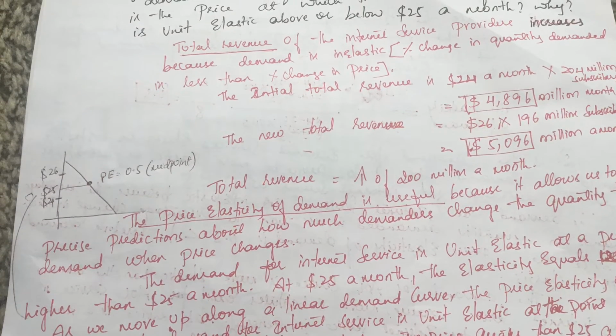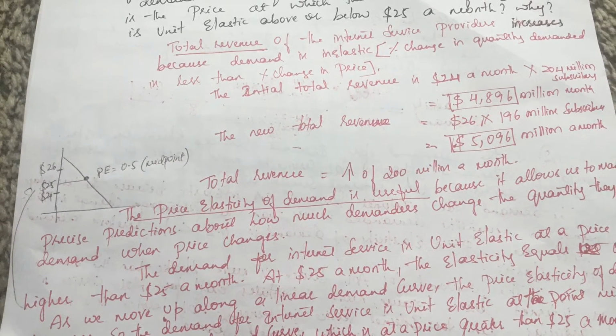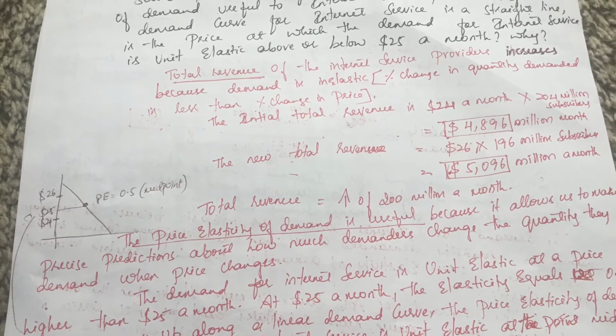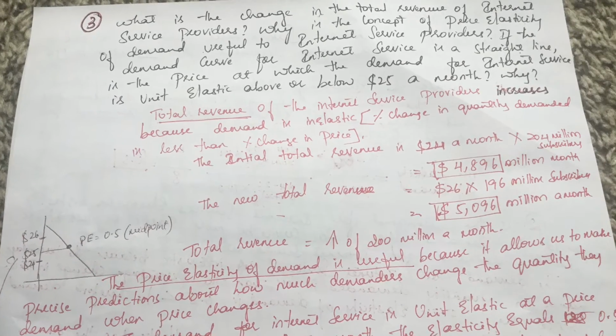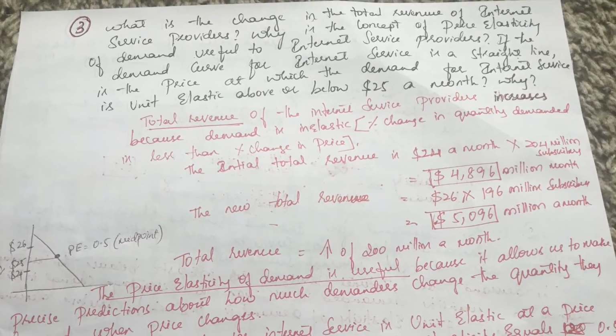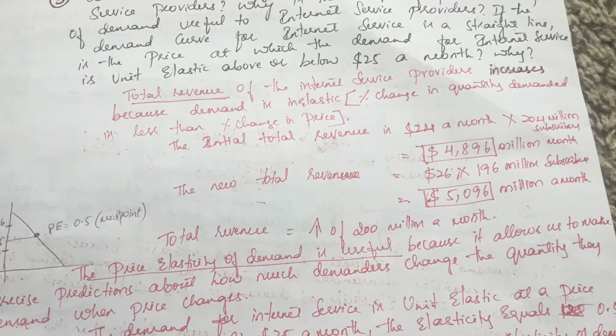The third question is what is the change in the total revenue of internet service providers? Why is the concept of price elasticity of demand useful to internet service providers? If the demand curve for internet service is a straight line, is the price at which demand for internet service is unit elastic above or below $25 a month? Why?